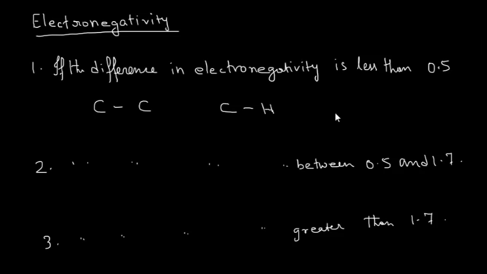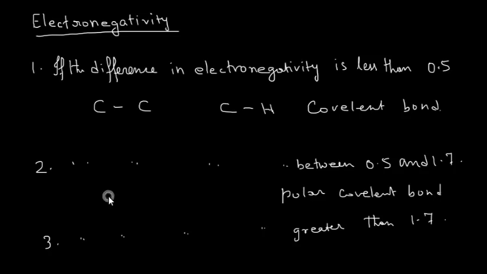If the electronegativity difference of the two atoms which are forming bonds is in between 0.5 to 1.7, then polar covalent bonds are formed. So here covalent bond, and here polar covalent bond.